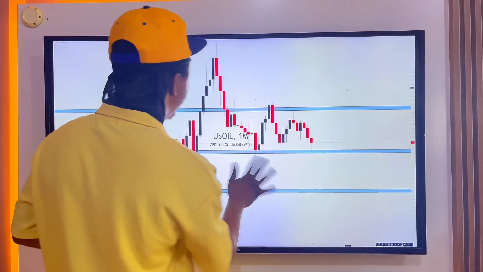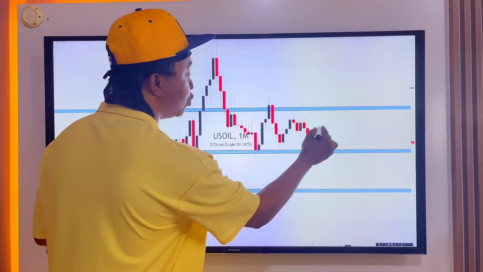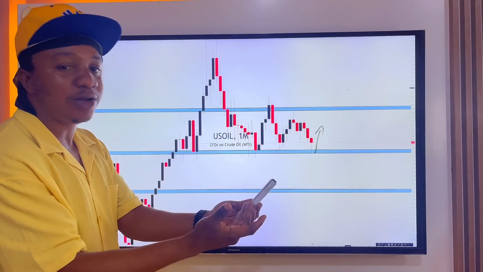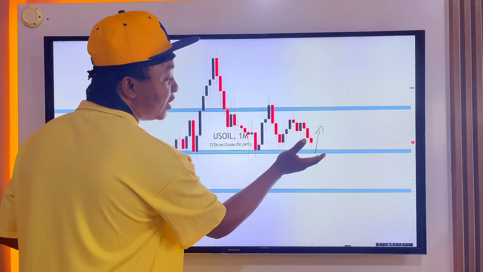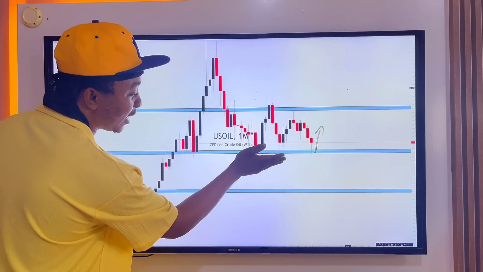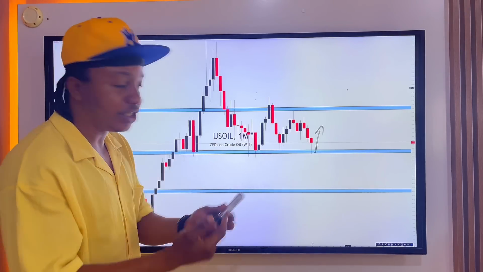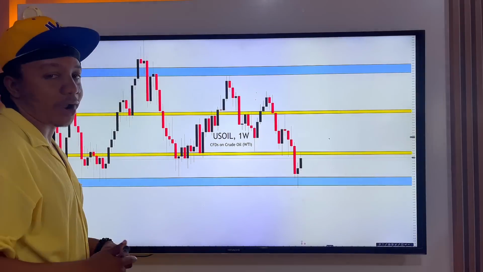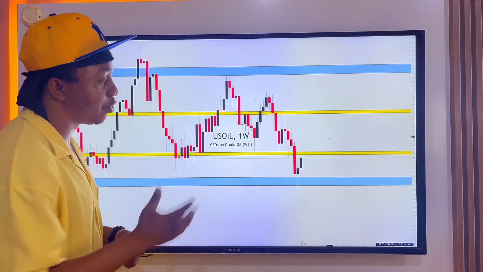Now, since we know that price will definitely find buy pressure to go to the upside, we are going to take it further to the weekly time frame, understand the weekly flow of the market, and how we're managing to pick our entries to the upside on US oil. So US oil, let's take it further to the weekly time frame to continue with the technical analysis. All right, so this is the weekly time frame on US oil.